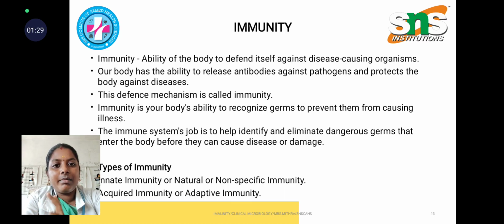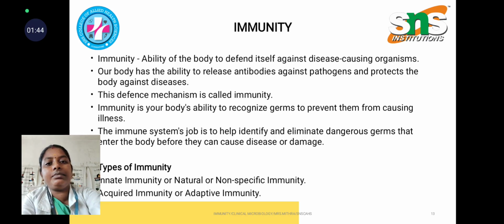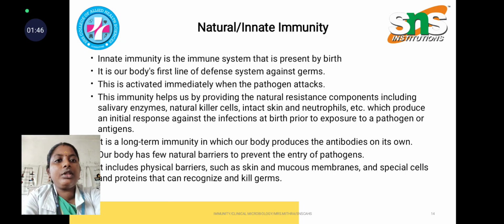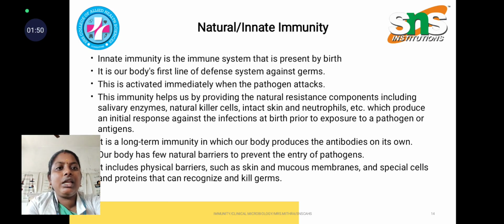There are mainly two types of immunity. One is innate immunity and the other is acquired immunity, where innate immunity is also called natural or non-specific immunity, and acquired immunity is also called adaptive immunity. Coming to natural or innate immunity, this immunity is present in our body by birth.